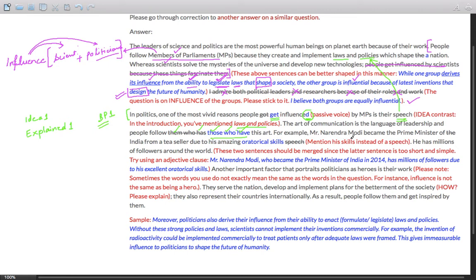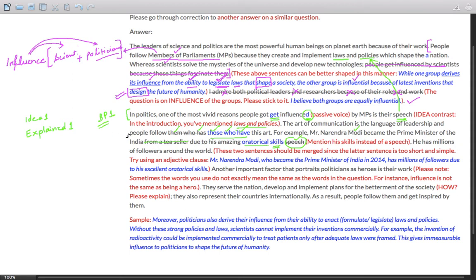"For example, Mr. Narendra Modi became Prime Minister of India from a tea seller. There was no need of writing this during his amazing speech." It is not just one speech that Mr. Modi gave, he gave thousands of speeches. So, talk about his skills. What sort of skills? Oratorical skills. He is a great orator. So, his oratorical skills played an instrumental role in his becoming the Prime Minister of India. He has millions of followers around the world.